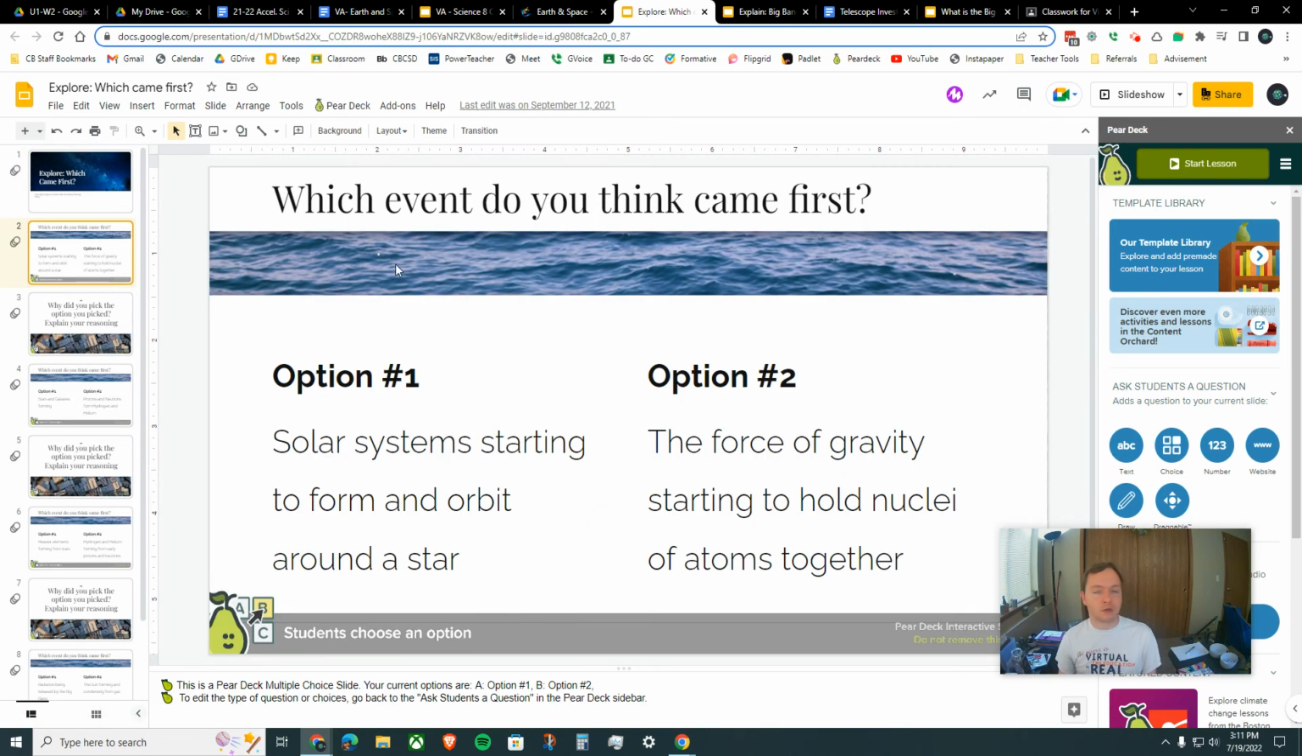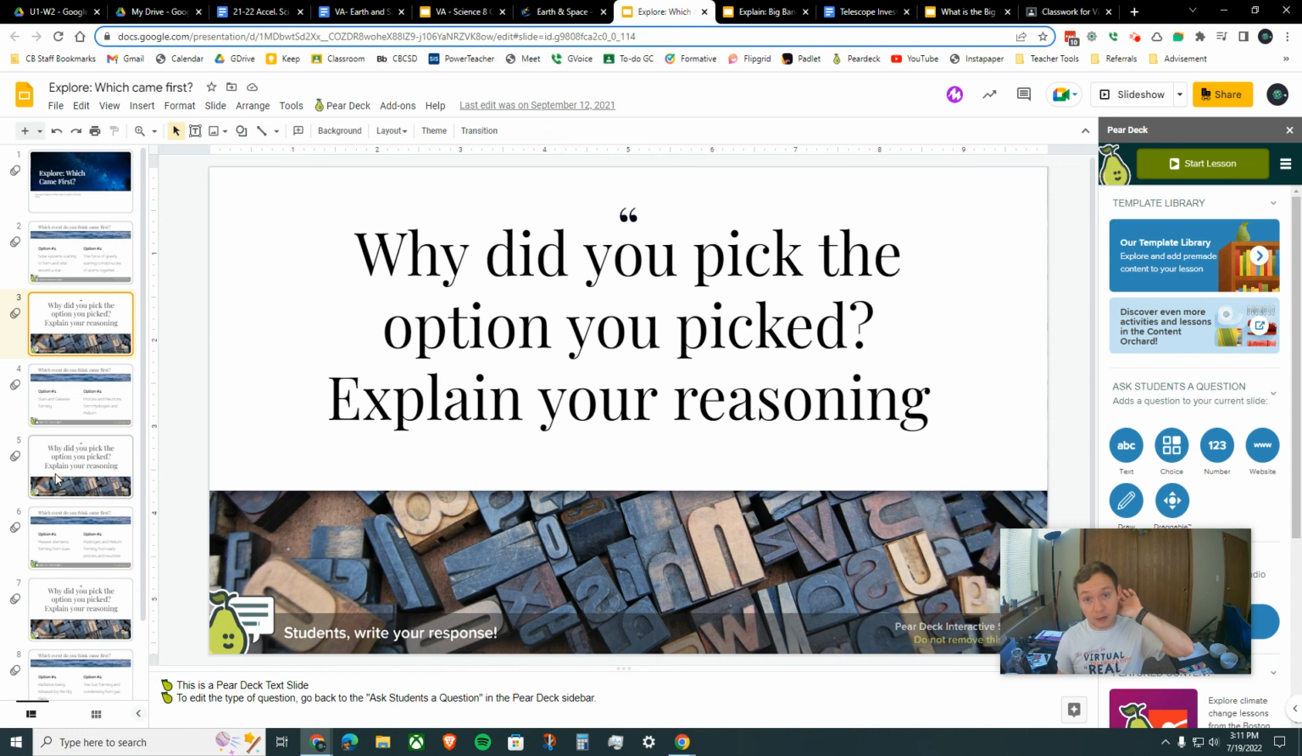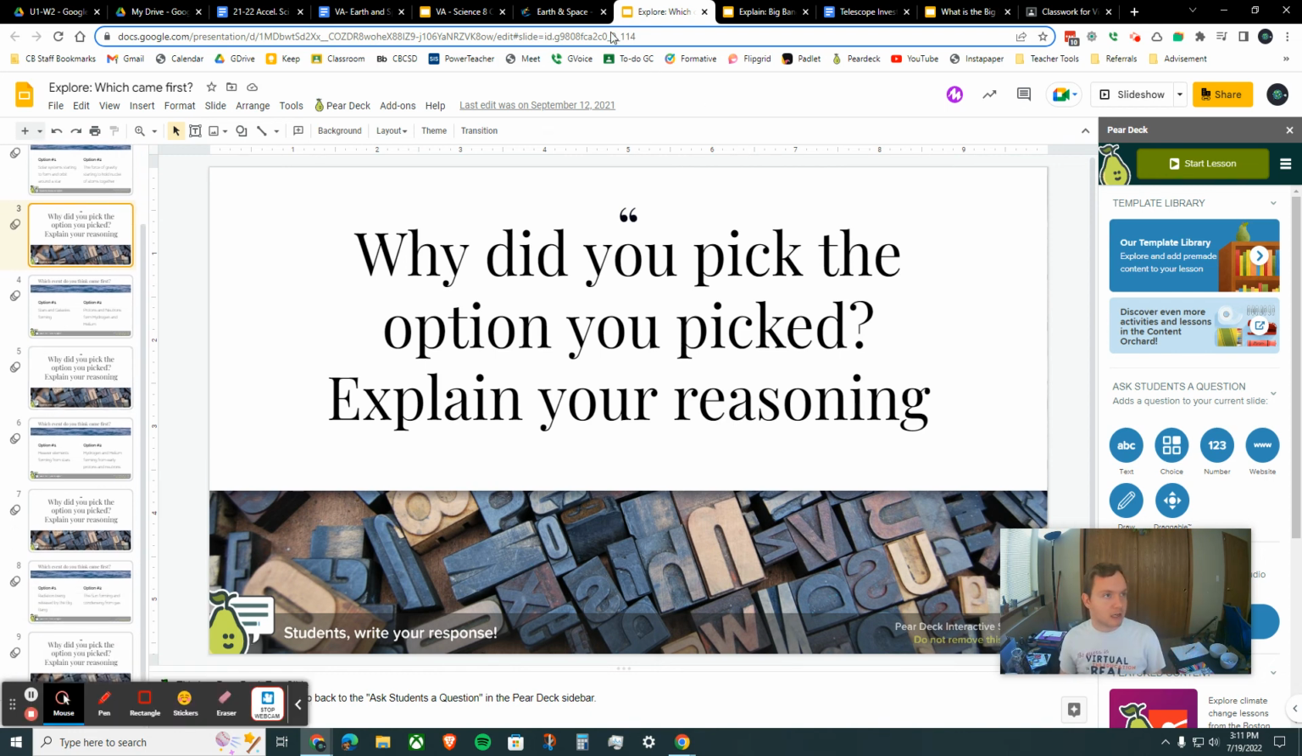You're going to say which one you think came first, and it should be a multiple choice. Whether the solar system started to form, or the force of gravity started to hold nuclei together, right? You'll pick one, and then you just explain your thinking or your reasoning. And then you just do that with different scenarios. And all these different options are things you're actually going to be learning about or researching later this week. So that's the rest of that activity.